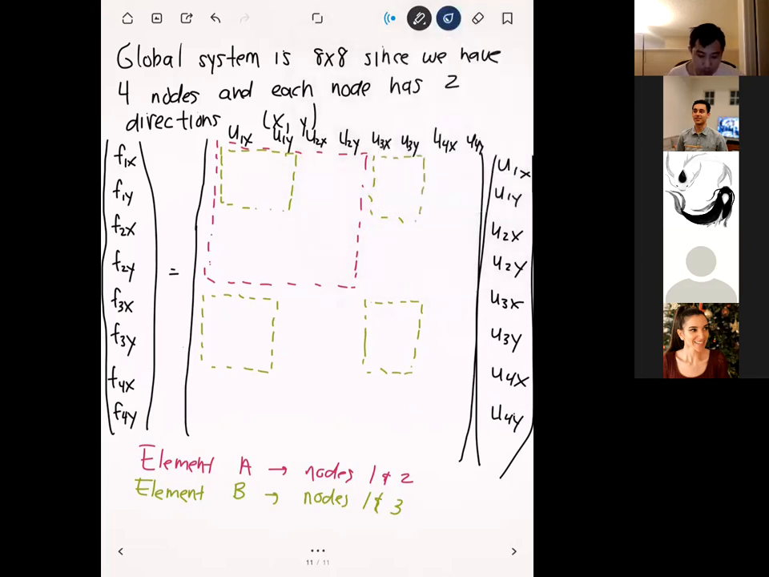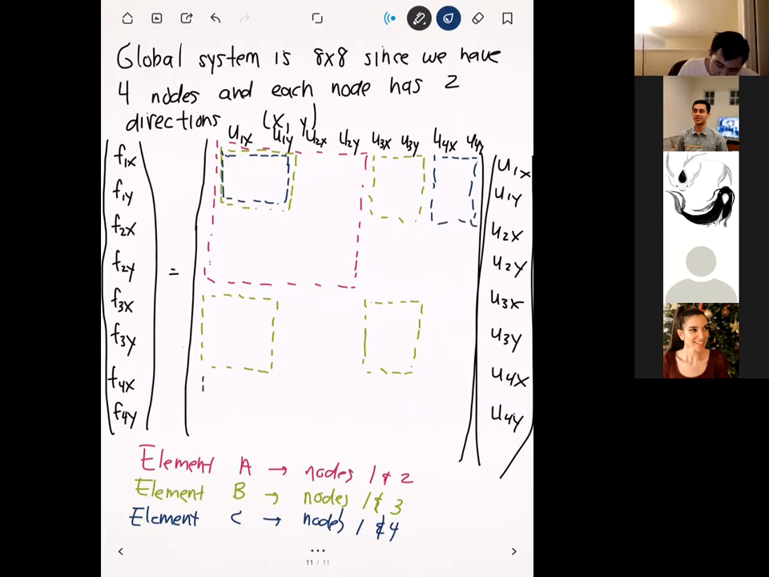Right. And then finally we have element C. And so element C is going to be nodes 1 and 4. And so once again, we're going to have this block up here. Since they're all connected at node 1, the node 1, 1 block is going to be pretty busy. Then we have the 1, 4 block. Then we have the 4, 1 block. And then finally the 4, 4 block down here. And so that's where we're going to insert all of our element stiffness matrices.